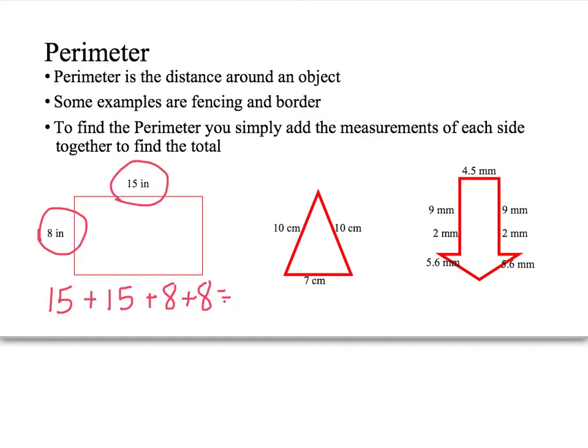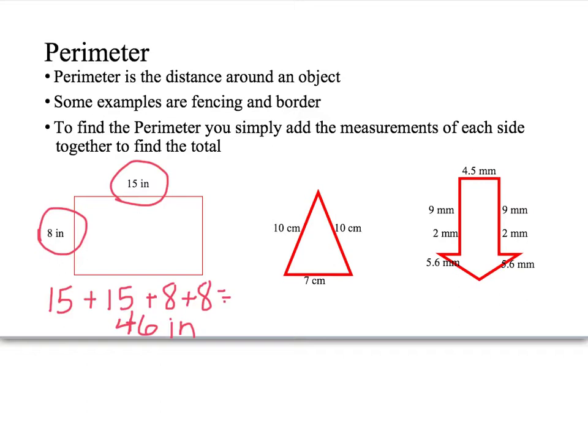When you add 15 and 15, you get 30. 8 plus 8 is 16. 30 plus 16 would be 46 inches. When you label perimeter, it's just simply the measurement that you used.